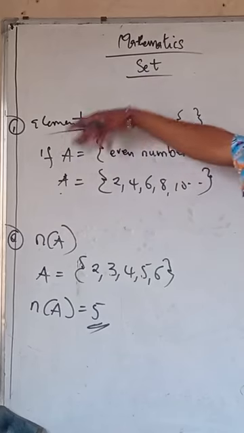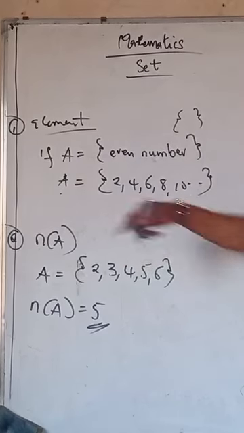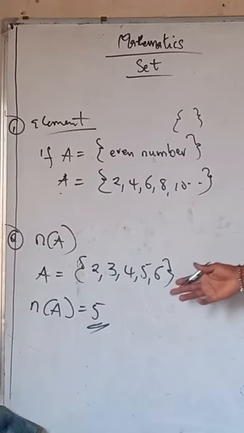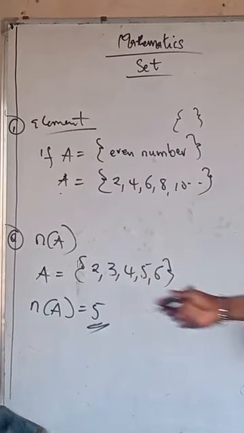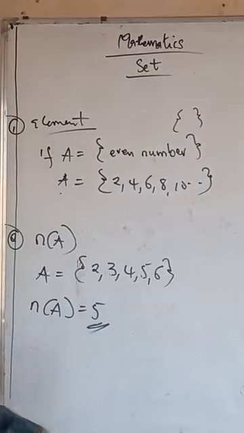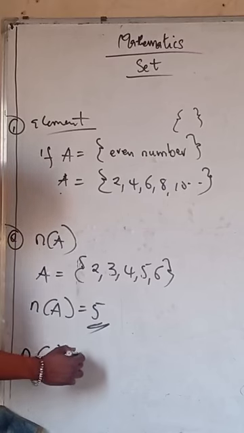Now, we are done with the elements, and we have the number of elements in set A, which we've done on the board. In case you come across any question like this, I'm going to give a second question on this, which says the number of elements in set B.